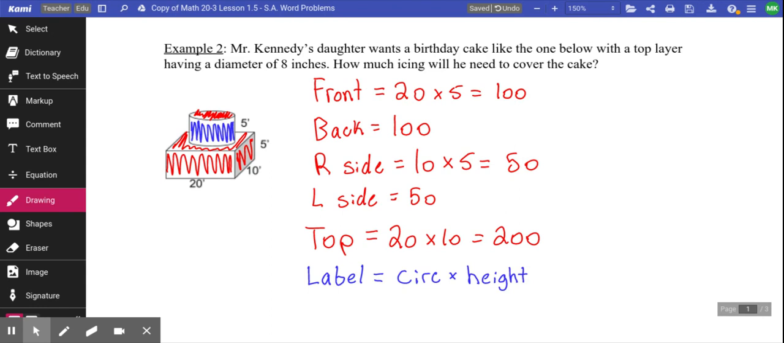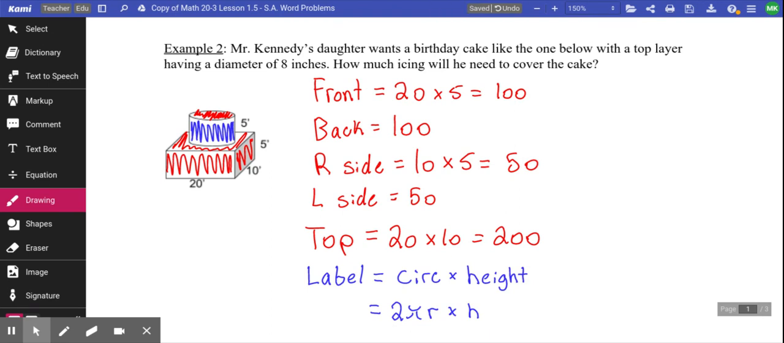Circumference times height. Does anyone remember the formula for our circumference? Pi r squared. Close. That's the area of a circle. It does have pi and r in it. 2 pi r is your circumference. And then times that by height.